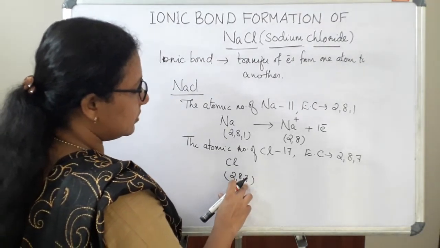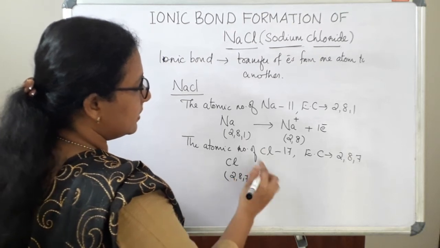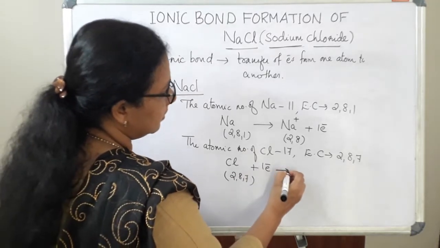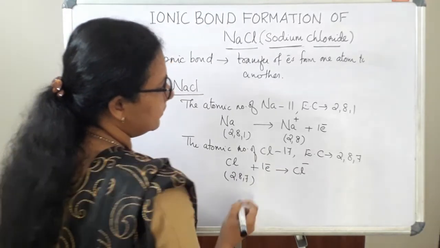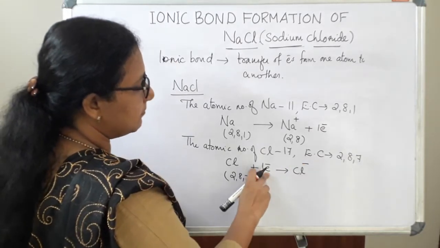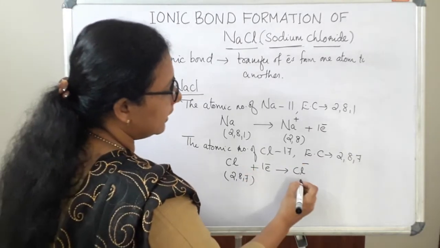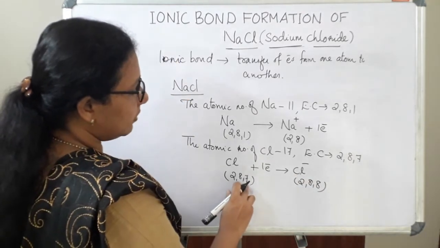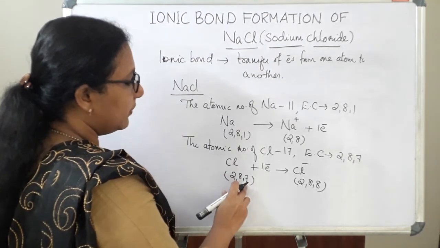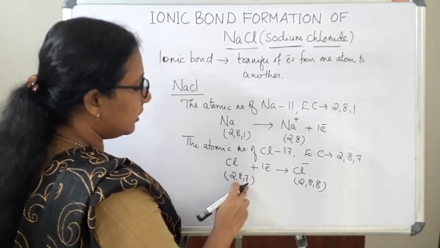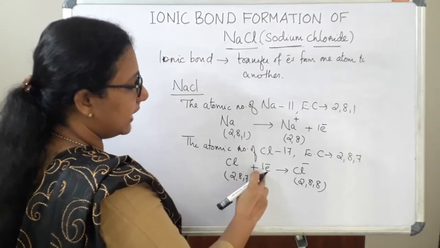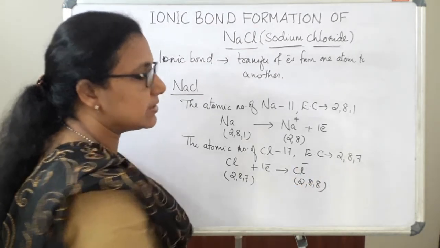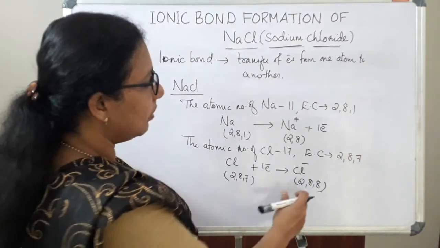The chlorine atom has 2,8,7 configuration, and in order to attain a stable or octet configuration, it needs 1 electron. So it accepts 1 electron and attains 1 negative charge, and the configuration changes to 2,8,8, which is a stable configuration.